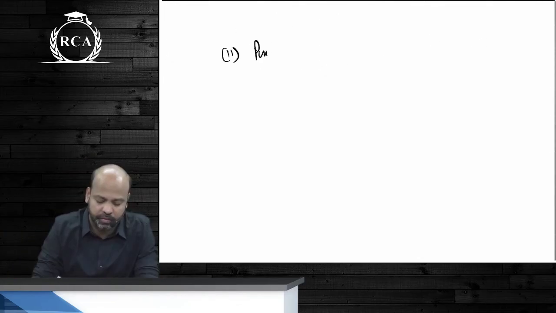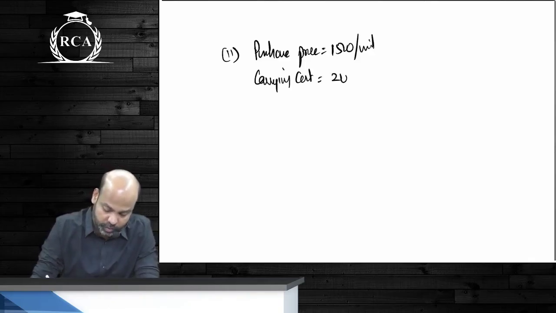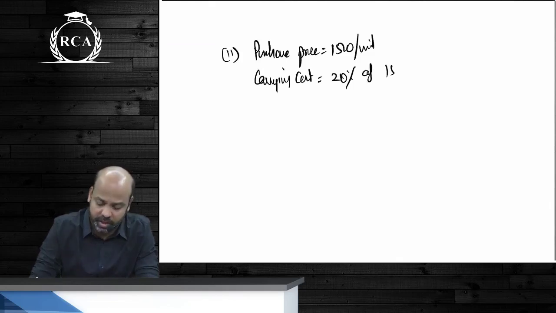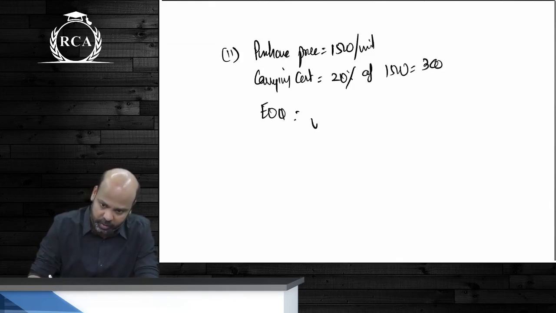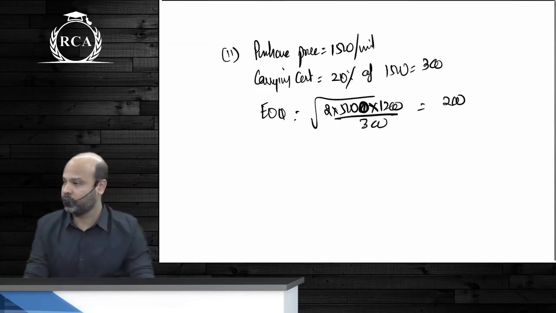Price is 1500. Right. 20% of 1500 beta, that will be how much? 300. EOQ beta will be equal to root over 2 times of 5000 into 1200 divided by 300, and that beta will be equal to. Are we all clear about this?